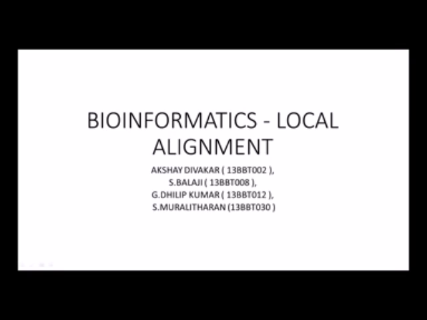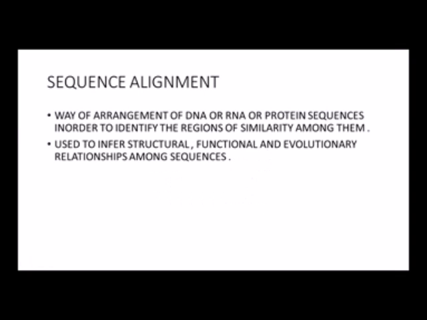Let us see about local alignment. Firstly, let us deal with the sequence alignment procedure. It is the procedure of arrangement of nucleotides, that is DNA or RNA, or even protein sequences, in order to identify the regions of similarity among them. They are mainly used to infer structural, functional and evolutionary relationships among different sequences.